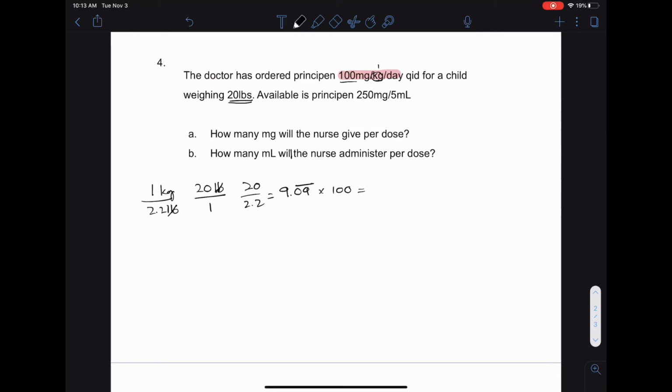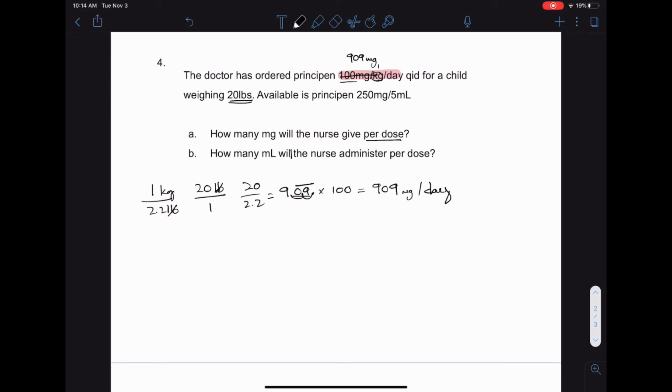Then with our hundreds, for however many zeros we have there, whenever we're multiplying, we can move the decimal over twice. So that's 909 milligrams per day, right? All right, so we've done a little bit of work there to help make this a little bit easier. How many milligrams will the nurse give per dose?